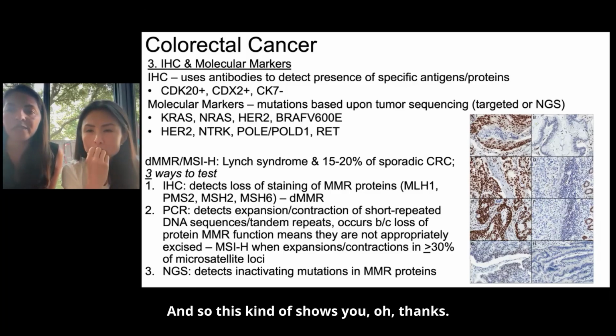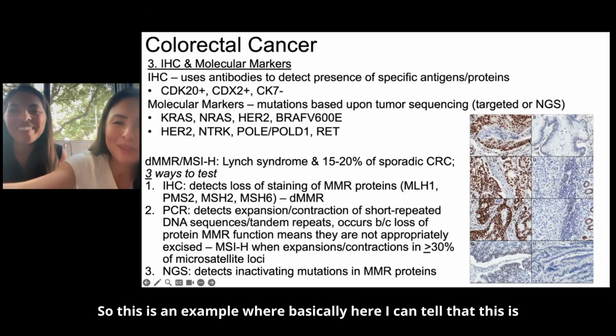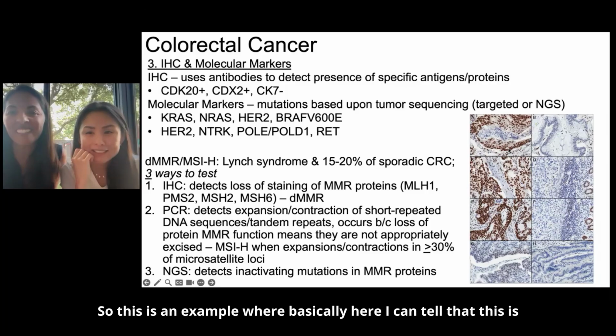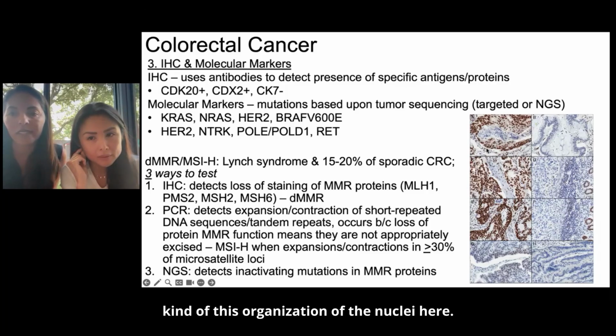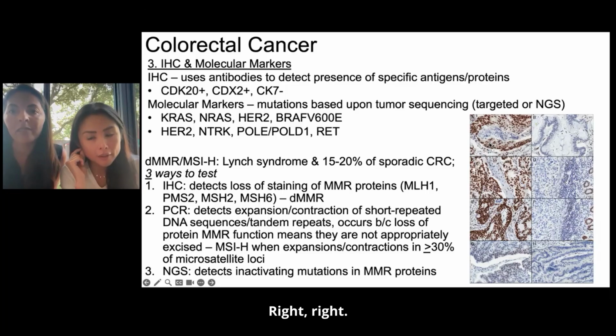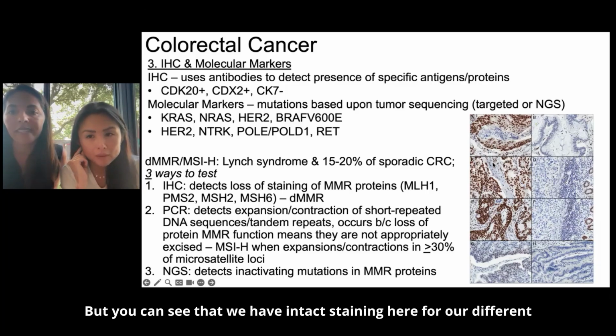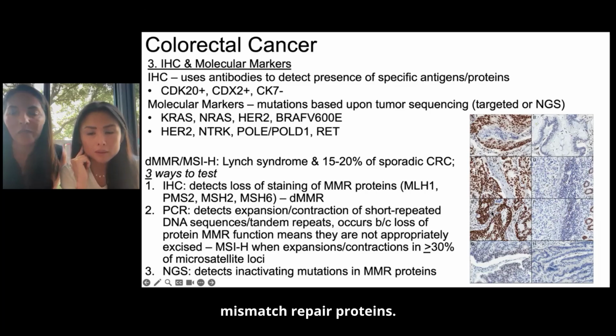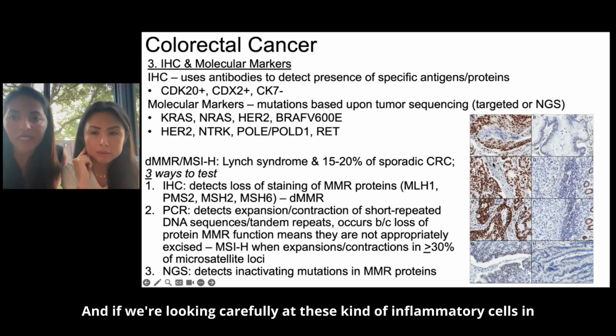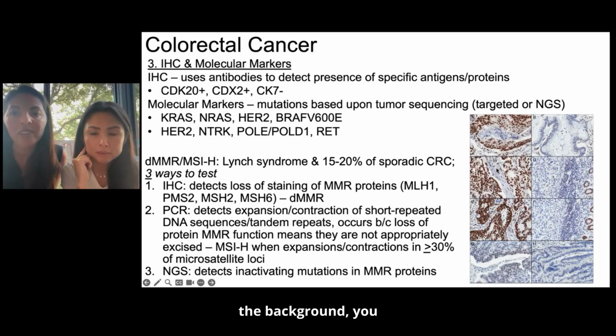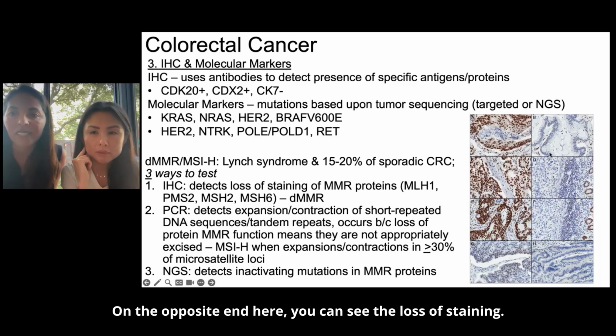Cool. So this is obviously an example of staining. Yes. So this is an example where I can tell that this is tumor based on the disorganization of the nuclei here. But you can see that we have intact staining here for our different mismatch repair proteins. And if we look carefully at the inflammatory cells in the background, you can see that those are also staining.